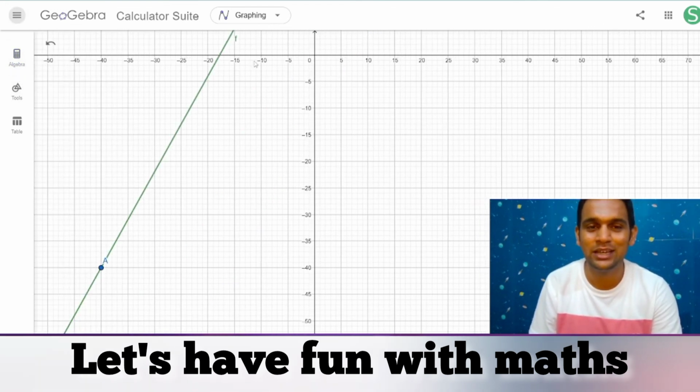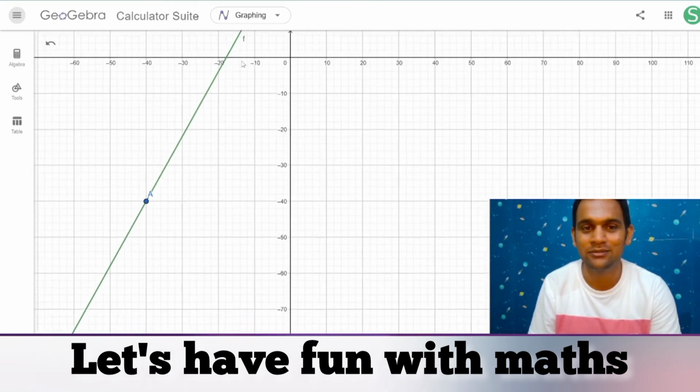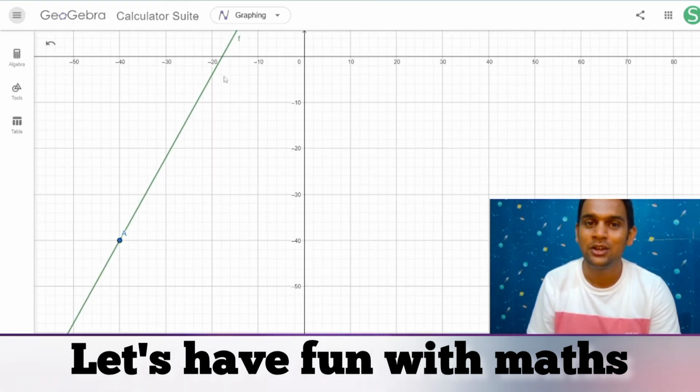You can try and enjoy everything on this particular graph. This is a very beautiful graph. You can try it out, a graphing calculator by GeoGebra. You can enjoy it a lot.